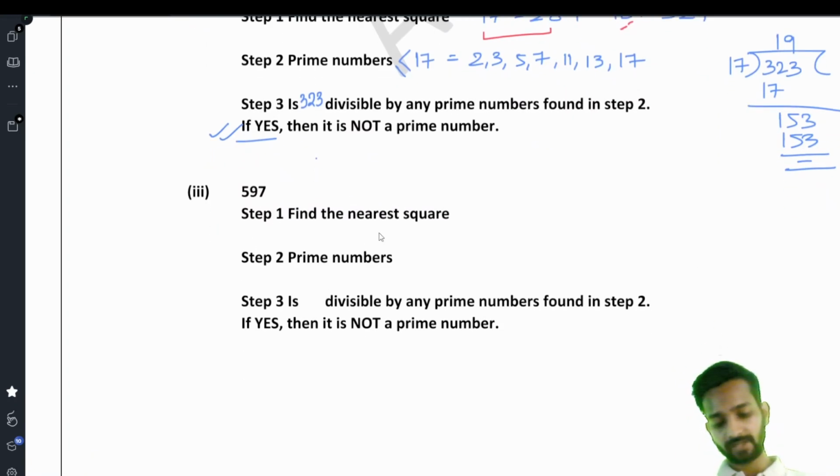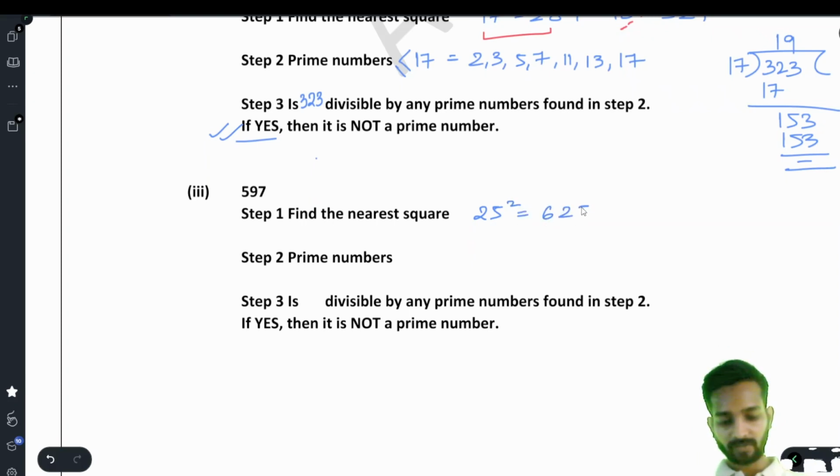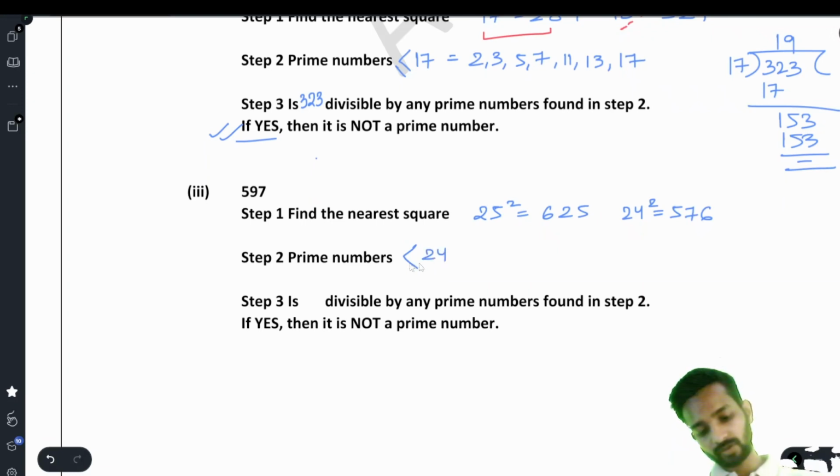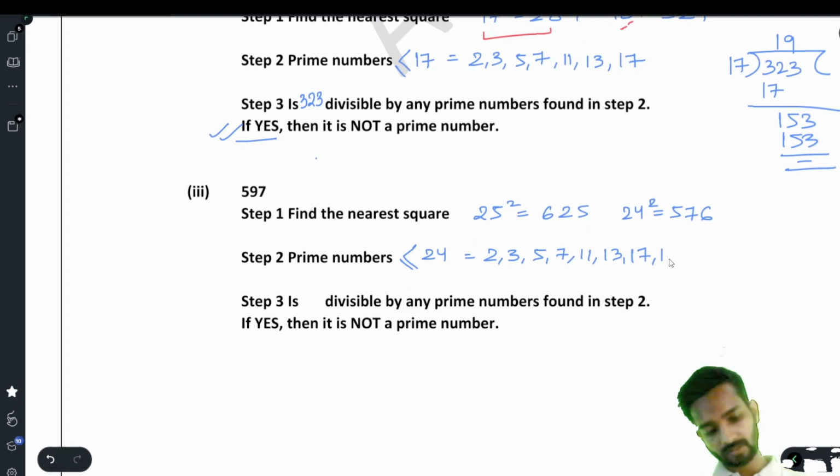For 597, find the nearest square. See, we know that for 25 square is 625, for 24 square is 576. Now for 24, if it is 576, then what will we do? We will say prime numbers less than or equal to 24, because 576 is less than 597 and we had to take that only. So for 24, what are the prime numbers? 2, 3, 5, 7, 11, 13, 17, 19 and 23.